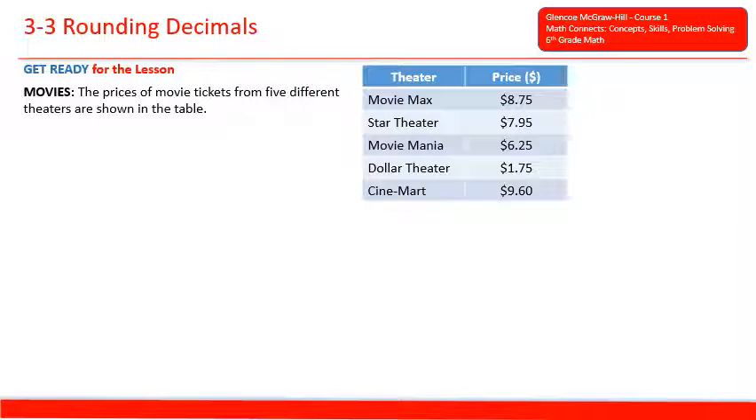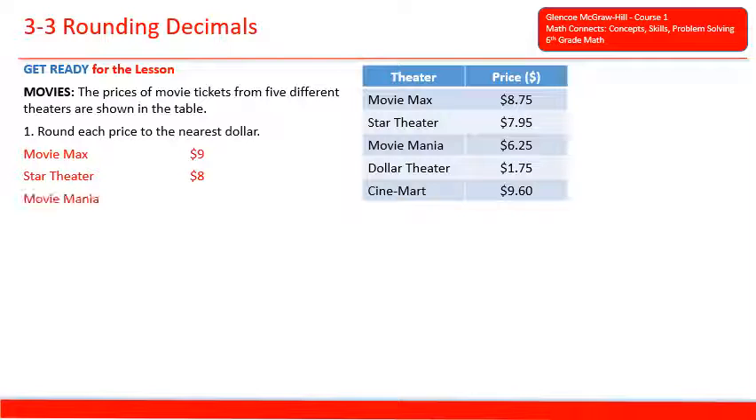The price of movie tickets from 5 different theaters are shown in the table to the right. Round each price to the nearest dollar. Movie Max, $9. Star Theater, $8. Movie Mania, $6. Dollar Theater, $2. And Cinemark, $10.